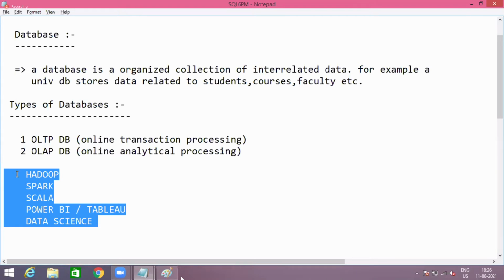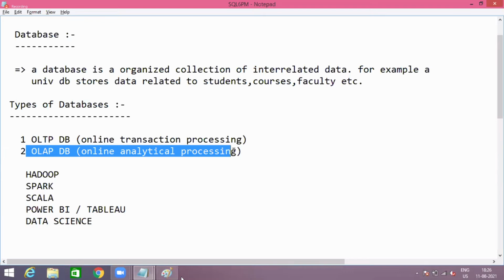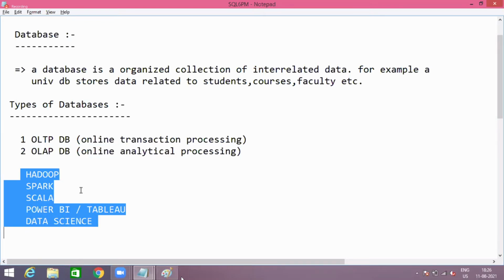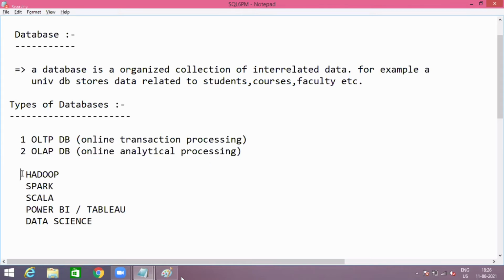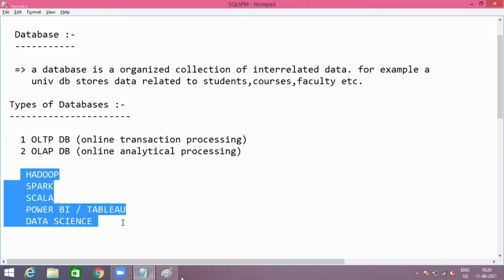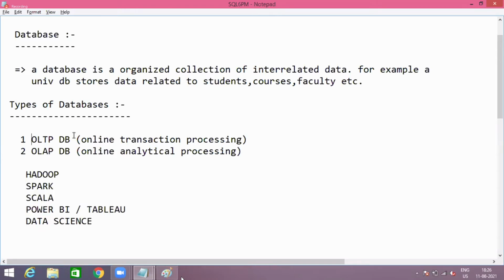So which category does this come under? OLAP, analytical processing. By using these, you can do data analysis. They are not used for day-to-day transactions; all these tools are used for analysis.